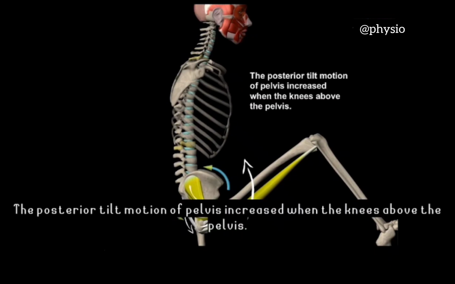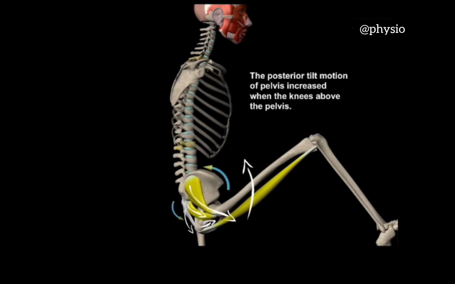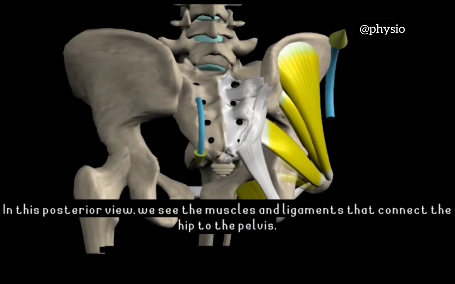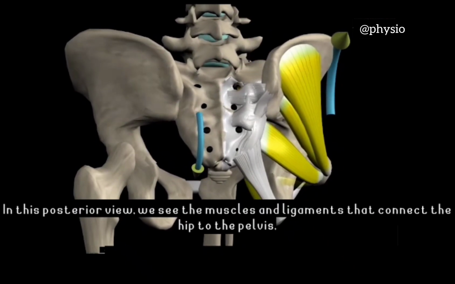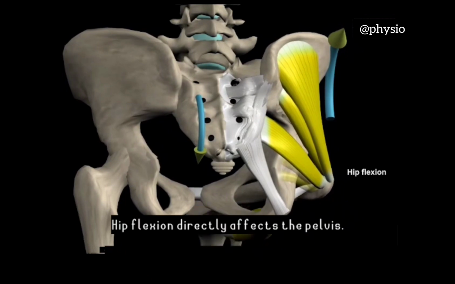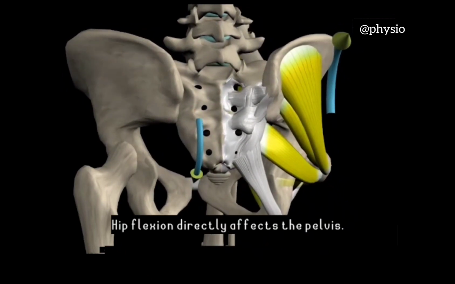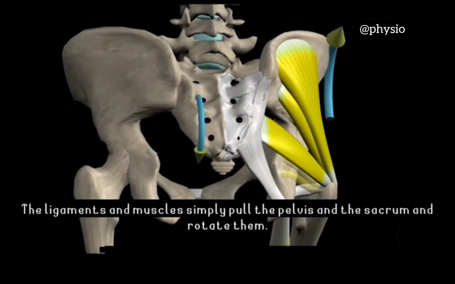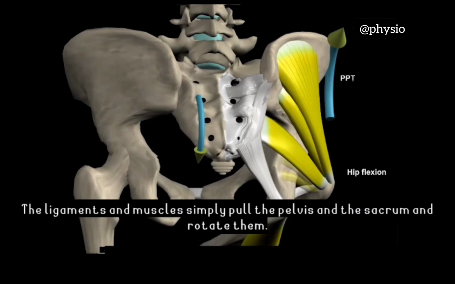The posterior tilt motion of the pelvis increases when the knees are above the pelvis. In this posterior view, we see the muscles and ligaments that connect the hip to the pelvis. Hip flexion directly affects the pelvis. The ligaments and muscles simply pull the pelvis and the sacrum and rotate them.